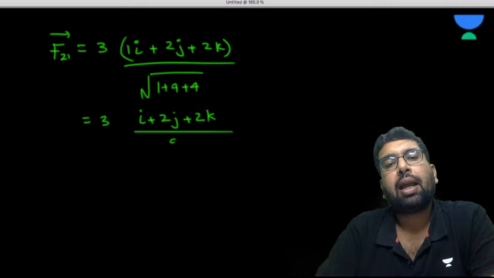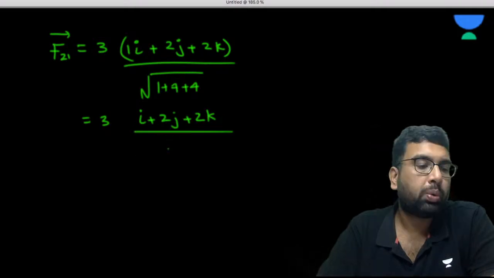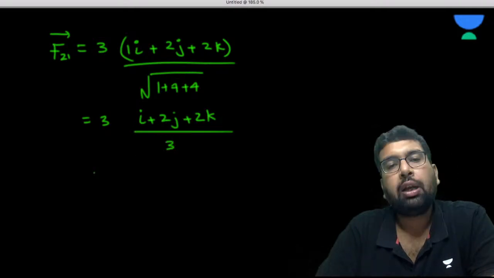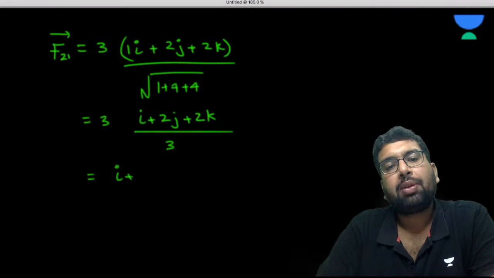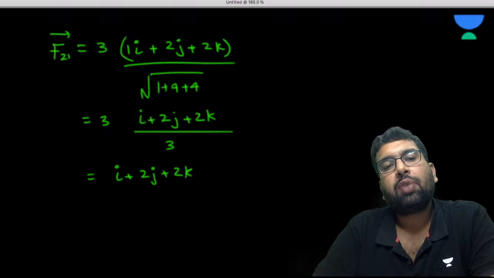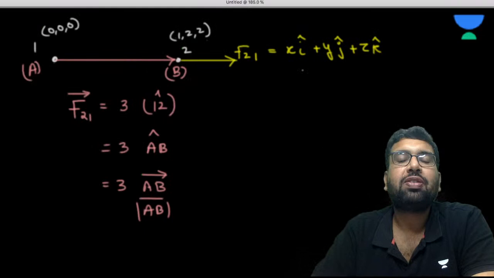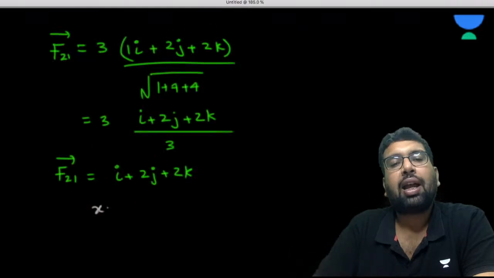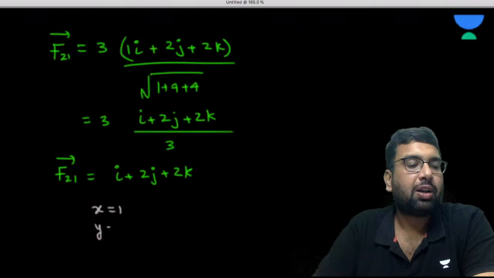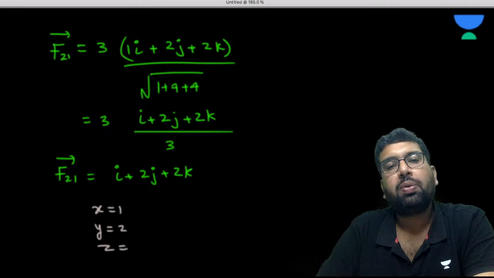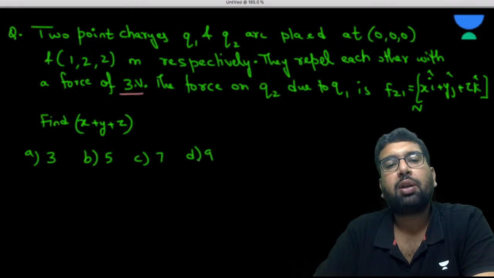Okay, by 9 root 9, so it is going to be 3. So we are getting i plus 2j plus 2k. So this is going to be your force vector. In the question, sir, it is given as x, y, and z. So you can compare. So x is equal to 1, y is equal to 2, and z is equal to 2. So x plus y plus z is going to become 5.